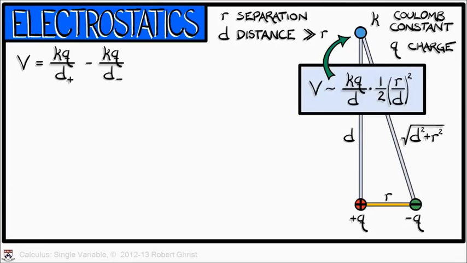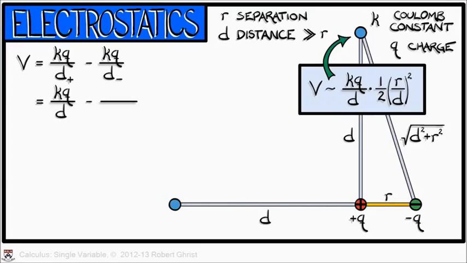location, and consider what happens when we look a distance d away from that positive charge, but in a different direction. Instead of being orthogonal to the dipole, let's look parallel to it. Well, in this case, d plus remains the same. It is this distance, d. But now, d minus is a bit simpler looking. It is d plus r, the separation distance in the dipole.